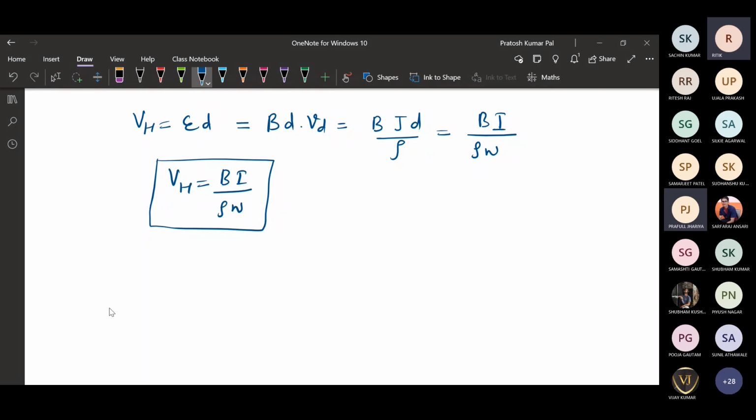Once we have found the Hall voltage, we can check whether this Hall voltage is positive or negative. Based on that, we can define the nature of the specimen.